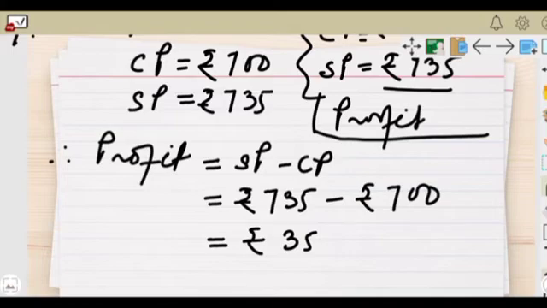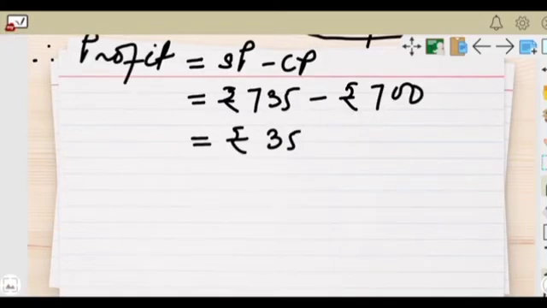So we'll continue the answer now. Next, we are going to find profit percent.